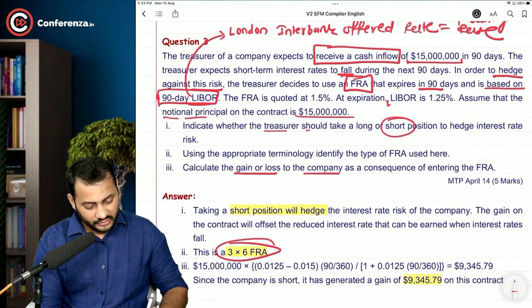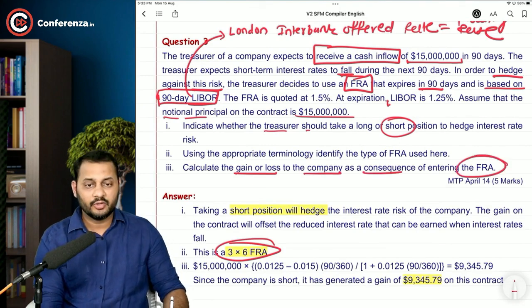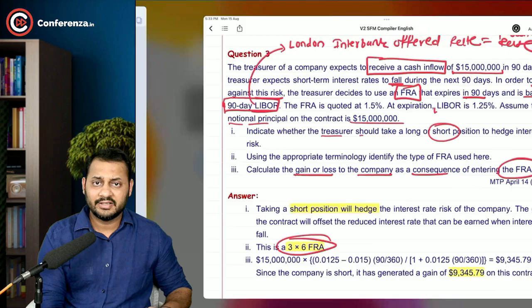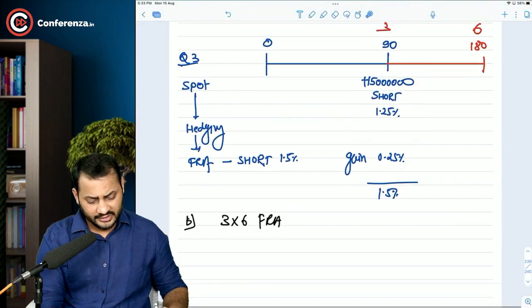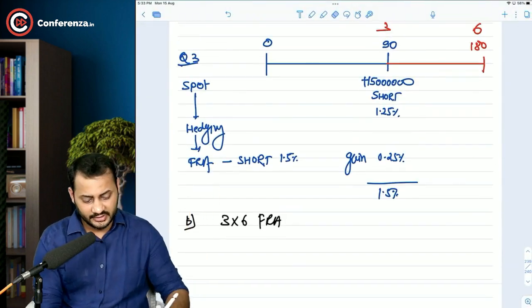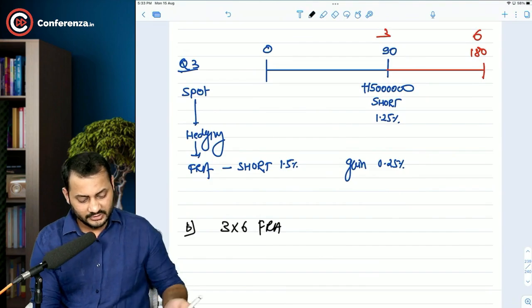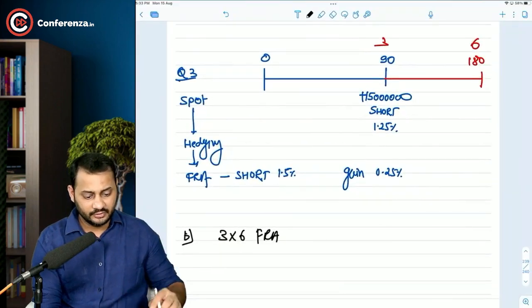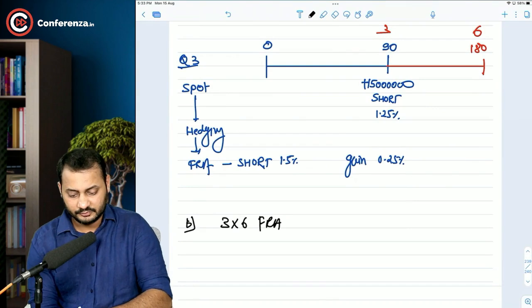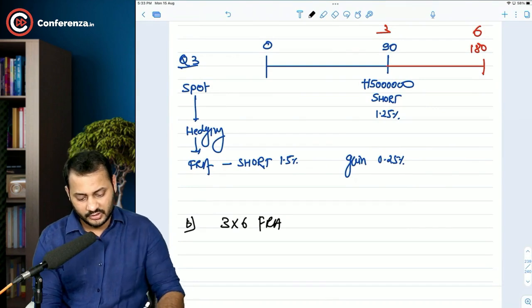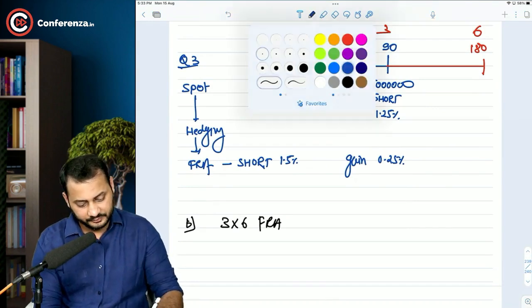Calculate the gain or loss to the company as a consequence of entering into FRA. Can you calculate that? Yes, sir, we can calculate that. The gain or loss is 0.25%, but understand one thing. How much is the 0.25% on 15 million? Let's calculate that. 0.25%. That amount comes to 37,500, right?